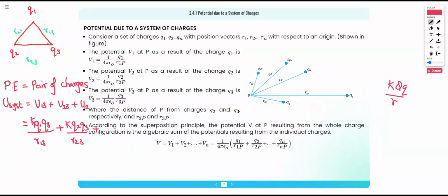I am not getting space, this formula is big now, that's why I'm writing on this. Do not worry. Then third is K Q1 Q2 over R12. This is the formula for finding the potential energy of the system of charge.